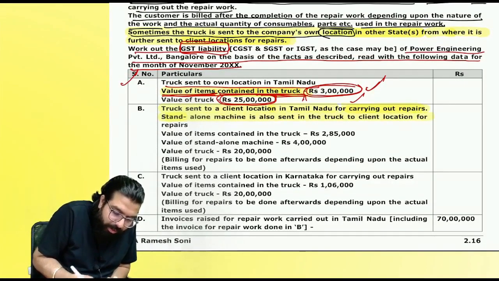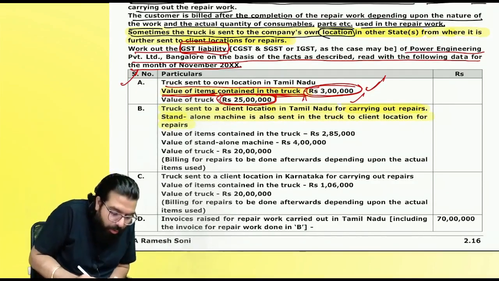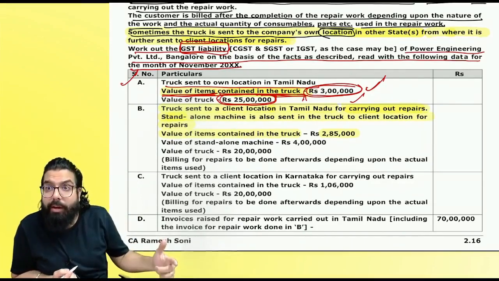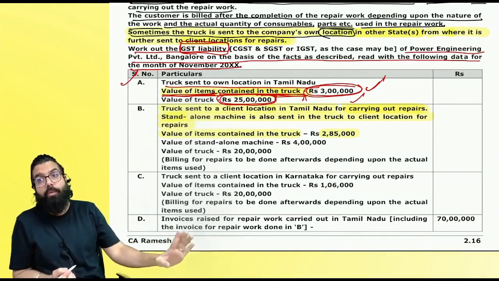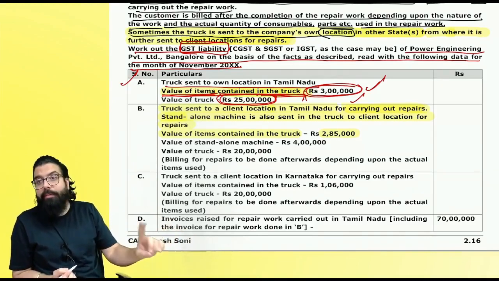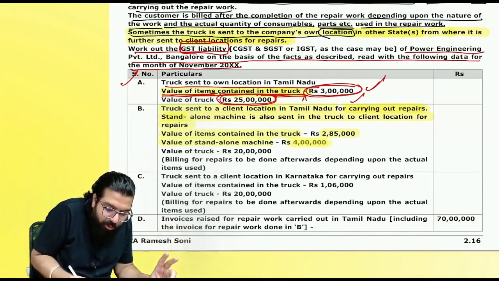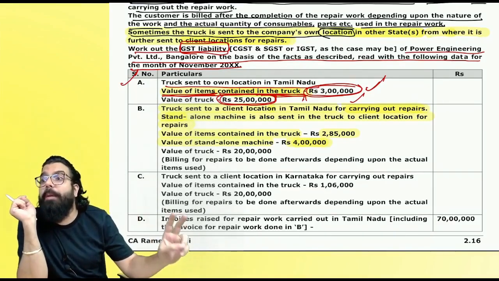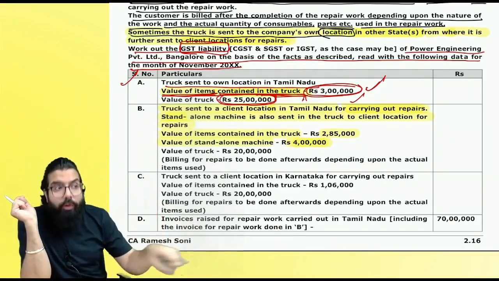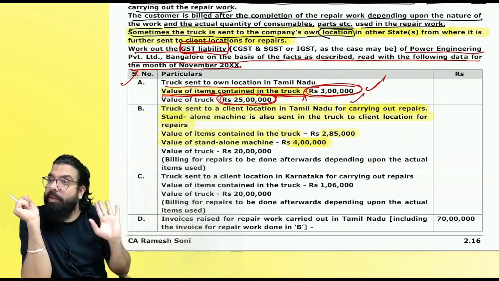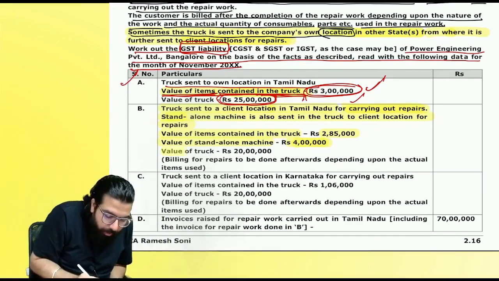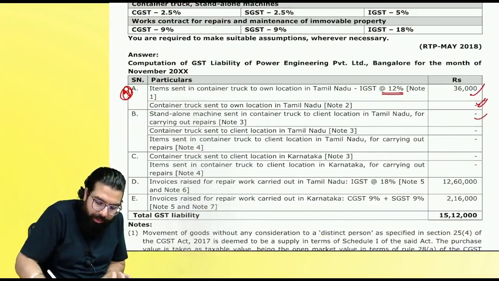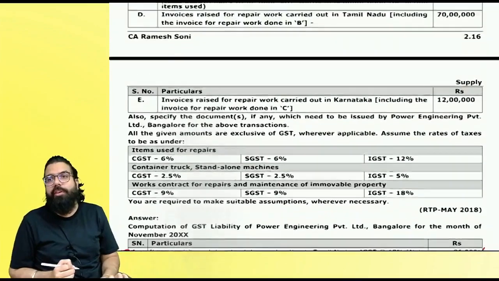Next. Truck sent to client location in Tamil Nadu for carrying out repair. A standalone machine is also sent in the truck for the client for repair. Value of the item contained in the truck is 2,85,000. Will GST come on 2,85,000? The truck is going to the client location for doing repair and maintenance work in Tamil Nadu. No. The standalone machine was taken in the truck for doing the repair work. On the machine, will GST come? No. It is going to the client location in Tamil Nadu, it will do the repair and the machine will come back. Next. Value of the truck, will GST come? No. So if you see over here, when the truck went to the client location, on all three things there is no GST. Can I go ahead?